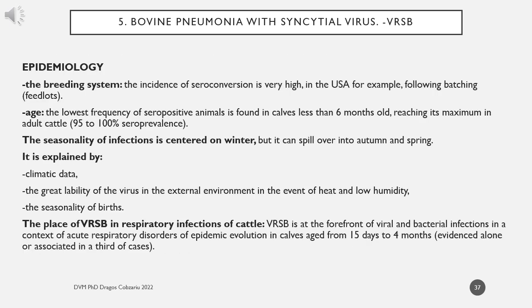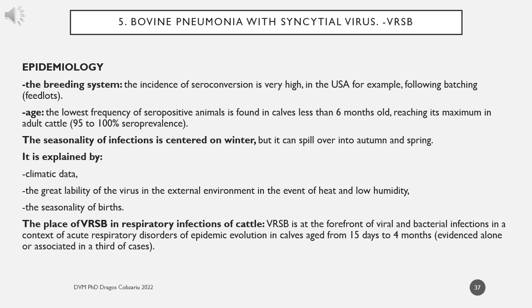Epidemiology. The breeding system: the incidence of seroconversion is very high, in the USA for example, following batching, feedlots. Age: the lowest frequency of seropositive animals is found in calves less than 6 months old, reaching its maximum in adult cattle, 95 to 100% seroprevalence. The seasonality of infections is centered on winter, but it can spill over into autumn and spring. It is explained by climatic data: the great lability of the virus in the external environment in the event of heat and low humidity. The seasonality of births.